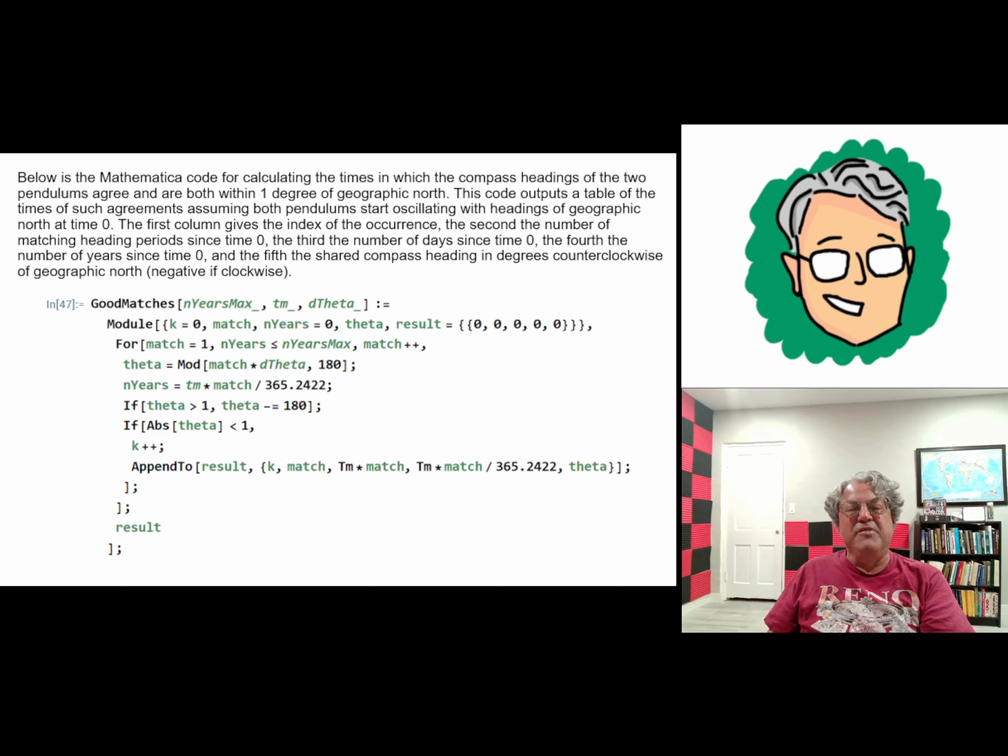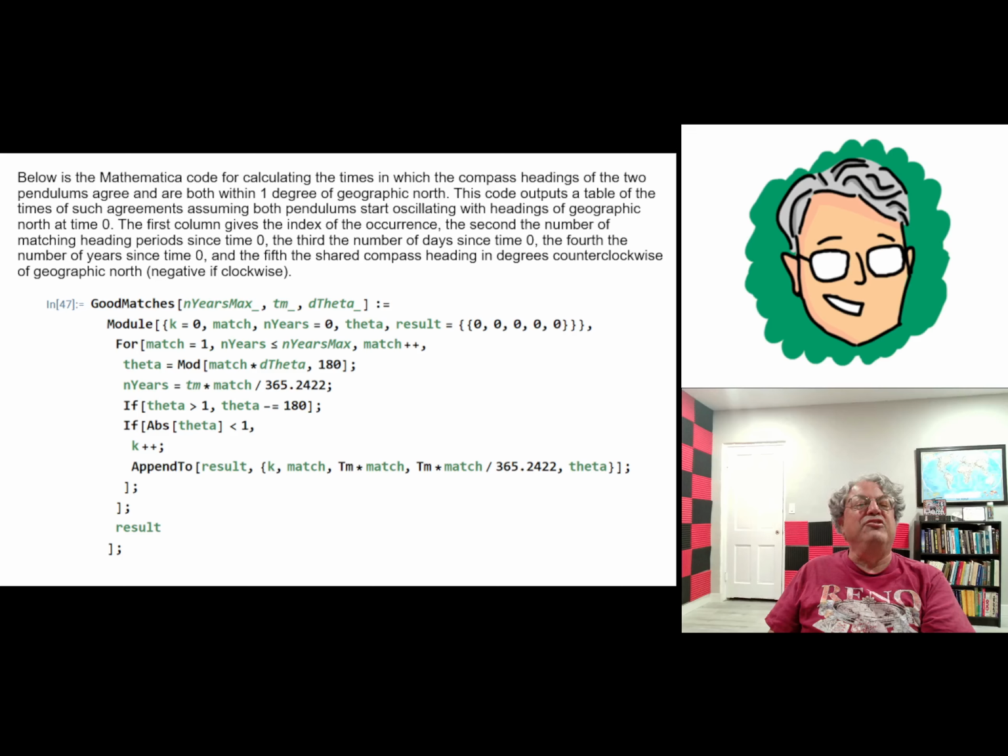So I made the initial condition. I assume that at some particular time, both of these Foucault pendulums are oscillating in the same heading, and those are both exactly geographic north. And then I wrote this code to see what will happen after a given period of time. You can put in whatever time interval you want in years. I decided to have this run for 25 years.